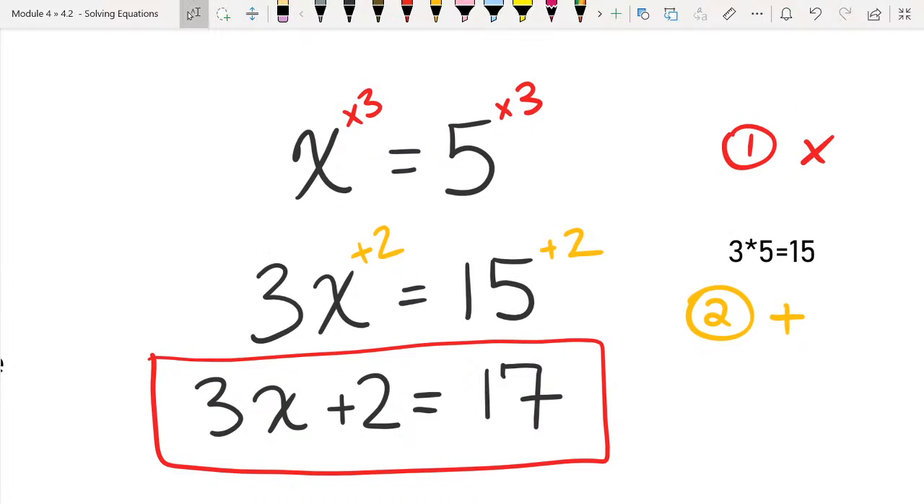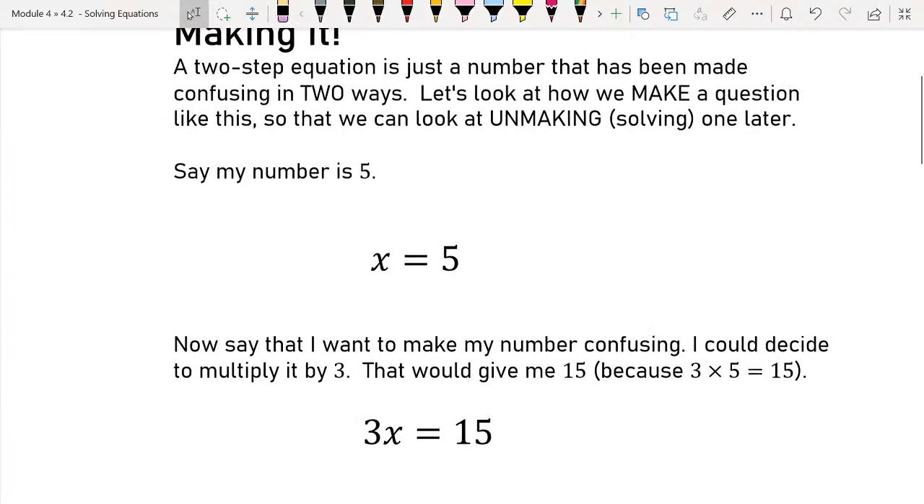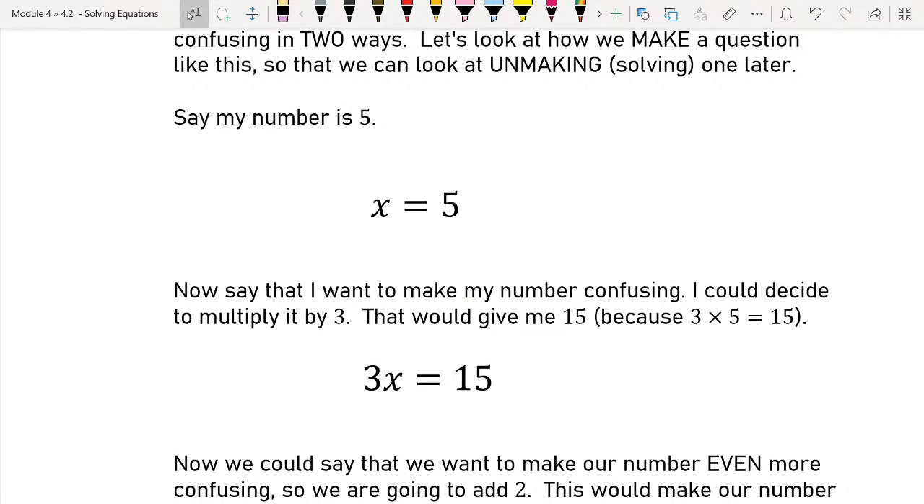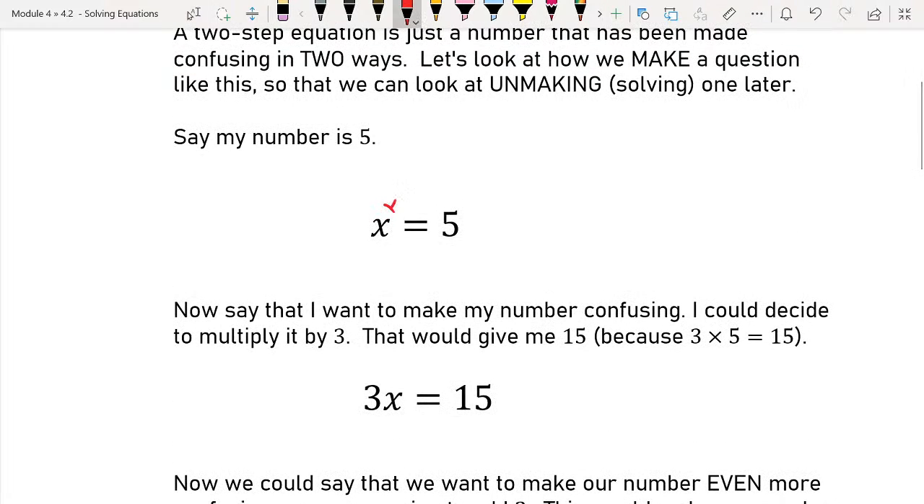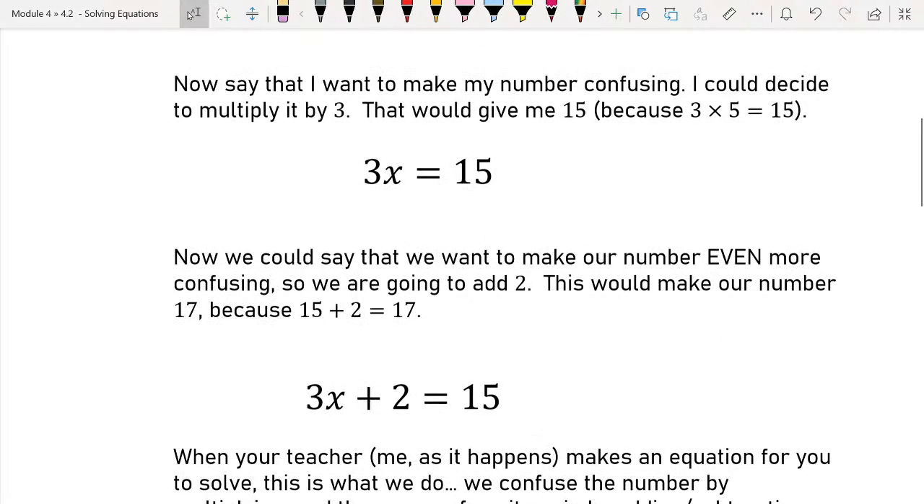So if you look, the reason I've gone through this process is to show you that to make this question, I didn't confuse it once, I confused it twice. First I did some multiplying, then I did some adding. So when we go to solve this, we're going to have to undo not one thing, but 2 things. So that's what we're going to do. So let's go take a look. And by the way, this wording just shows that. I just wrote it out, where we say first we're going to multiply by 3, then we're going to decide to add 2. And that leaves us with that.